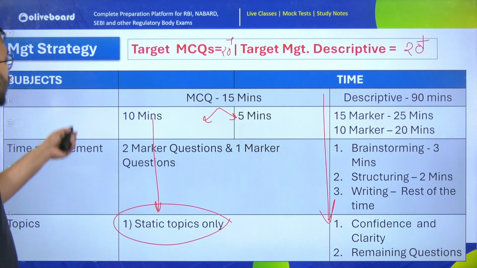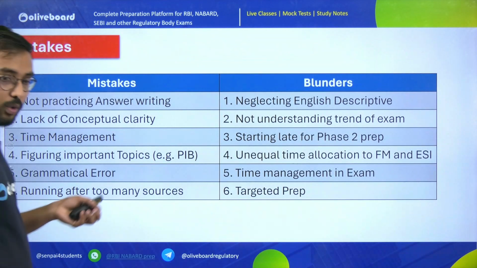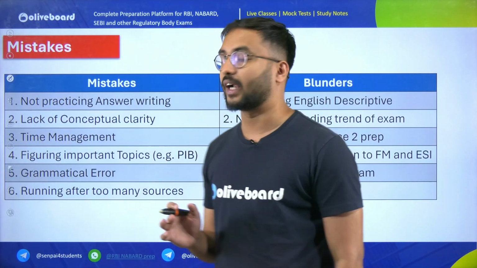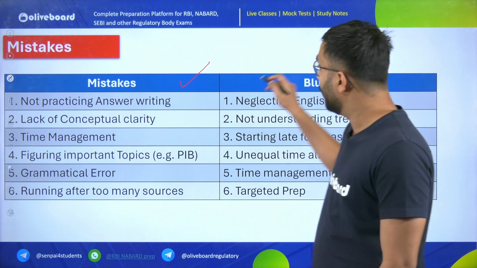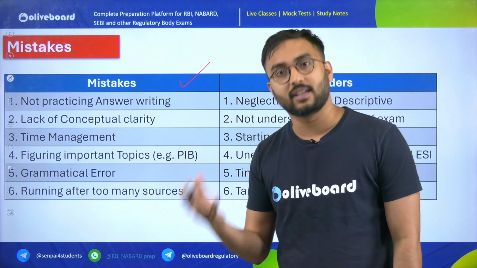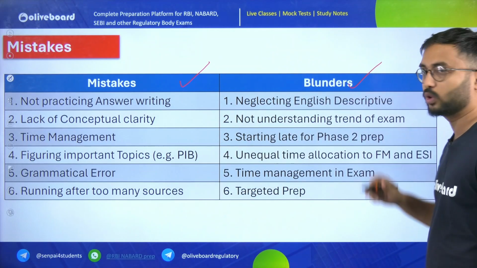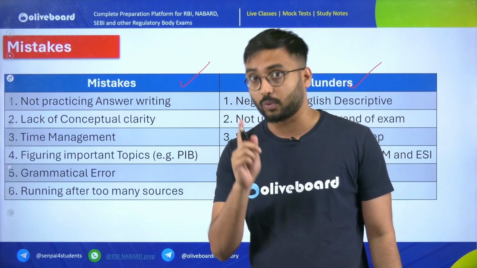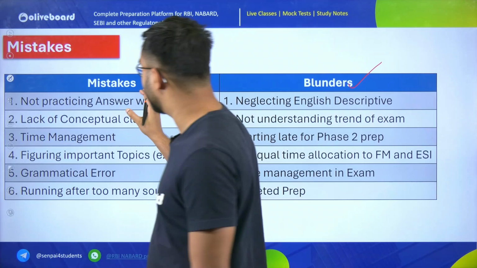So this makes your overall strategy for management. Now what are the mistakes and blunders to look at? Mistakes are those things जो कि सुधारी जा सकती है, and blunders are those things जिसमें आपका एक attempt waste हो सकता है. So let's look at mistakes.